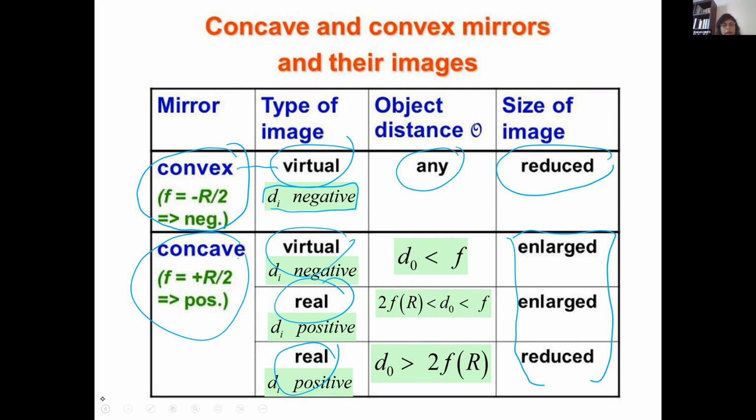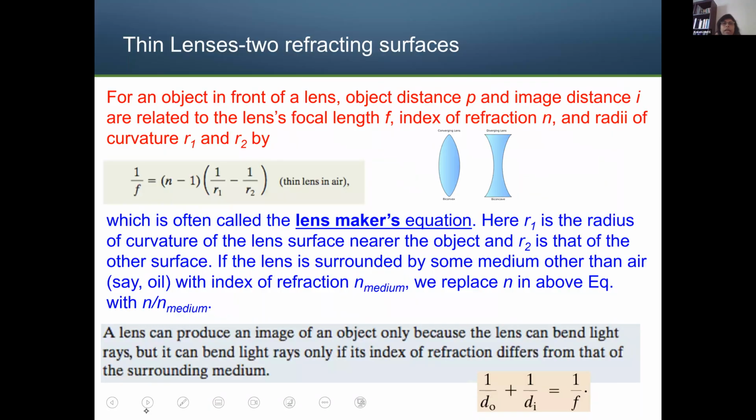Okay, and now let's move into lenses. Lenses are a kind of glass piece that you can have in very small thickness. We call them thin lenses. They can have this shape, or this shape. The first shape we call a converging lens, and the second one we call a diverging lens.